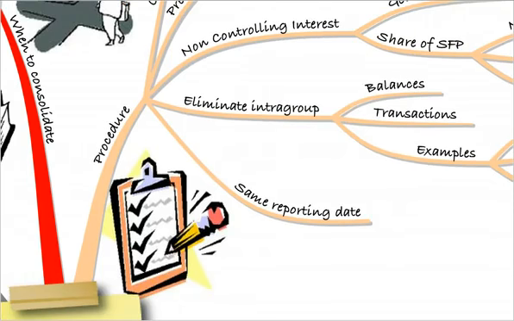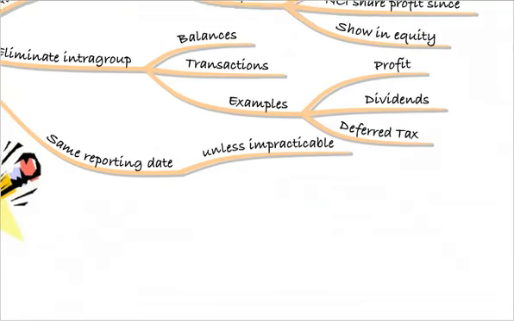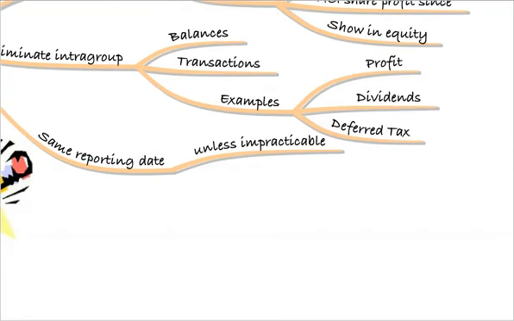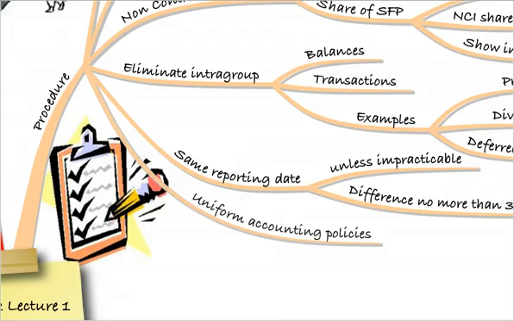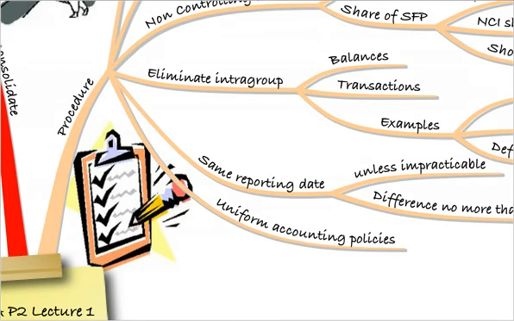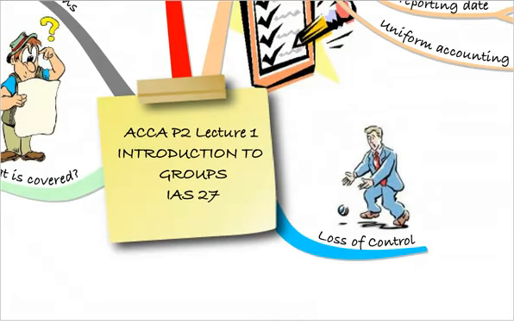If they have the same reporting date, that's fine, but they should have the same reporting date under IAS 27 unless it's impracticable to do so. So if it's not practical to do so, you can have a different reporting date with the parent and the subsidiary, but the difference can't be any more than 3 months, so look out for that in questions. And they must have uniform accounting policies. Parents and subsidiaries must have uniform accounting policies.